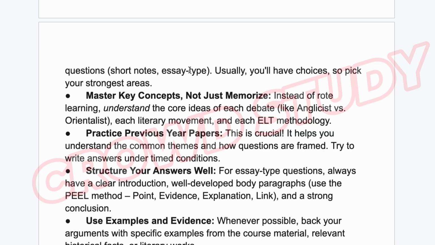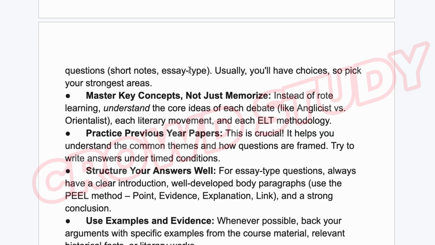Next point: master key concepts, not just memorize. Instead of rote learning, understand the core ideas of each debate, like Anglicist versus Orientalist, each literary movement, and each ELT methodology. Next point: practice previous year question papers. This is crucial. It helps you understand the common themes and how questions are framed. Try to write answers under time conditions.